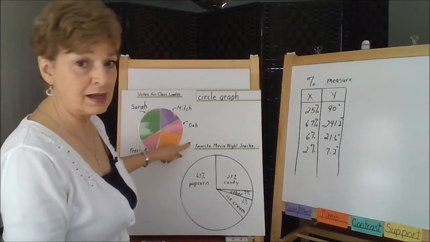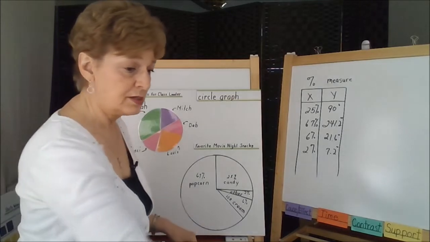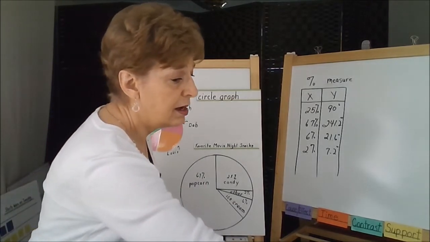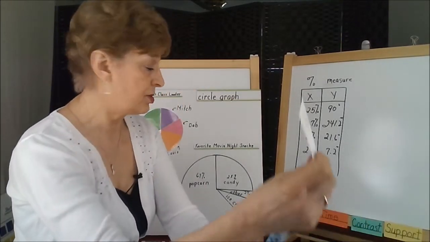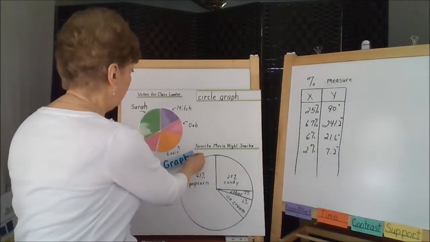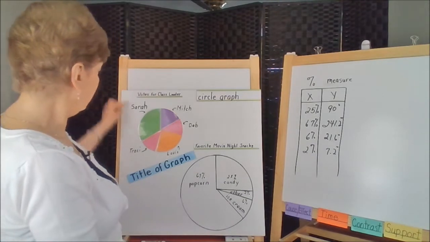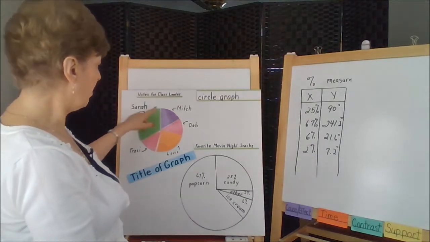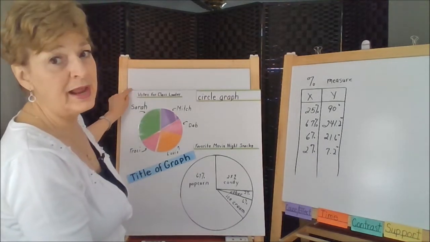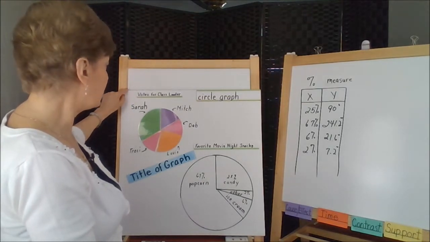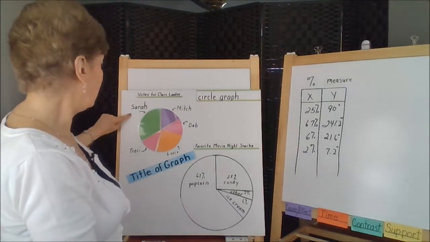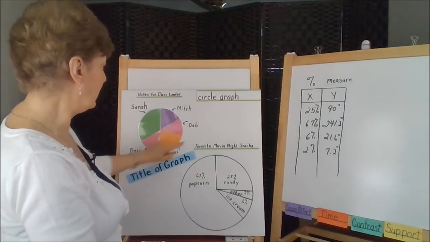And this does have a title. So we have our title here on our circles. Favorite movie night snacks. And this one had no numbers at all, but we would have our votes for class leader, and the other axis would probably be the child's name.